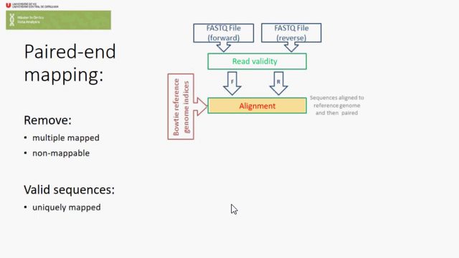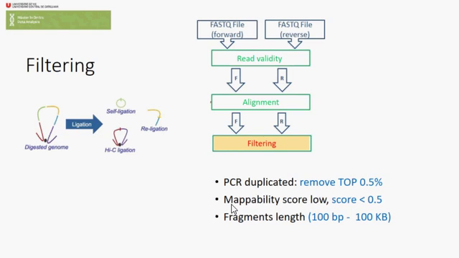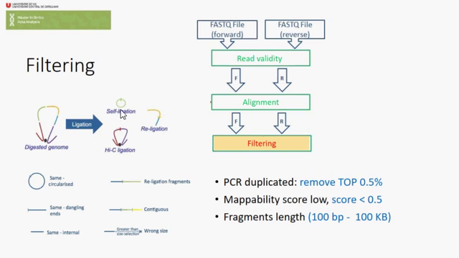The next step is to map the reads to the reference genome. Then we need to filter to remove some technical artifacts such as self-ligation reads, unligated dangling end reads, random break reads, and PCR duplicates. PCR duplicates are filtered by removing the top 0.5% of the fragments with the greatest number of hits, which are prone to be PCR reads. Some other fragment-level filtering includes removing low-score mappability reads and thresholding the fragment size.